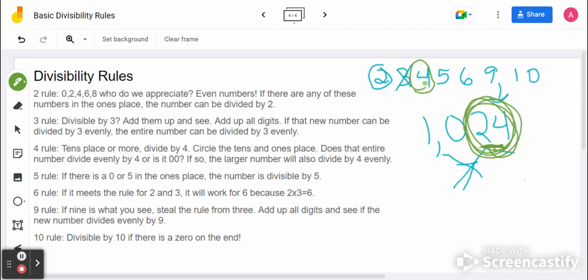So that one works. 5, if there's a 0 or a 5 in the ones place, the number is divisible by 5. No 0 or 5 in the ones place. 6, it has to work for both 2 and 3 to be divisible by 6. Since this number is only divisible by 2, that means that it is not divisible by 6 because it has to be divisible by both 3 and 2.